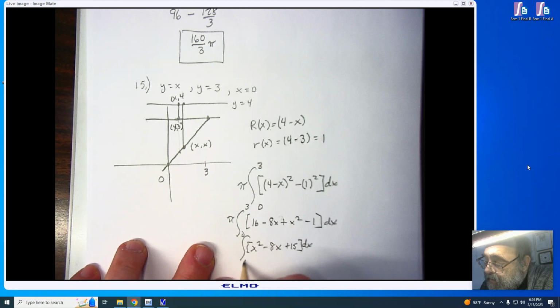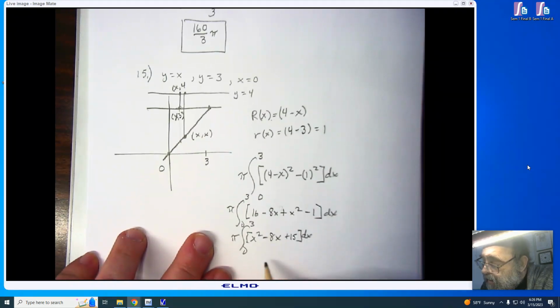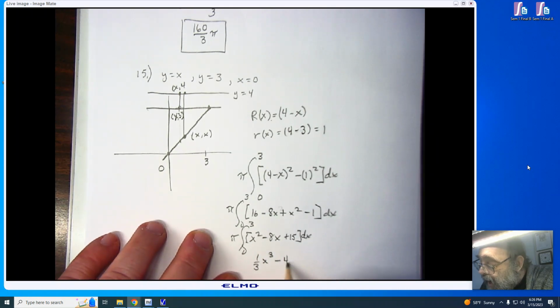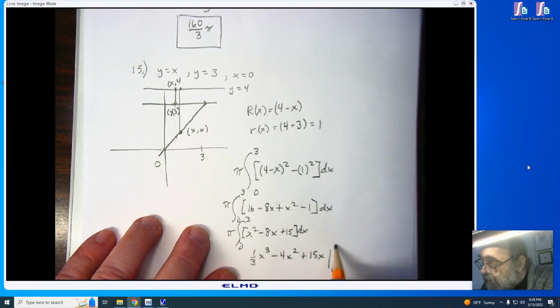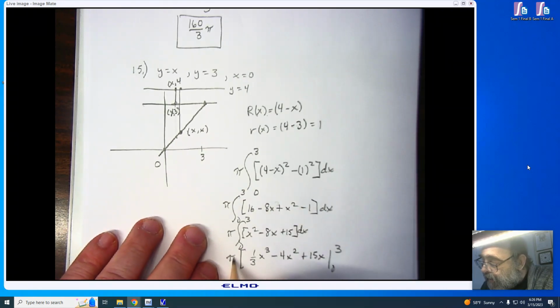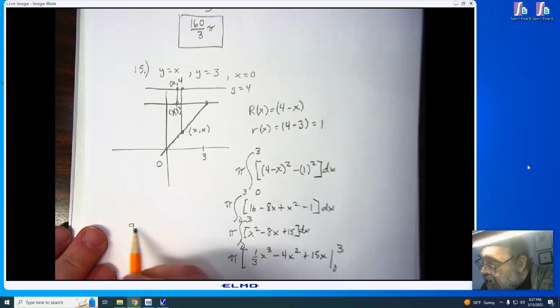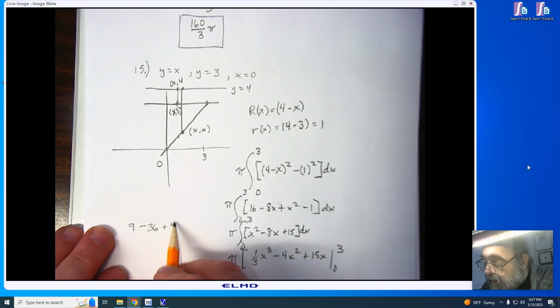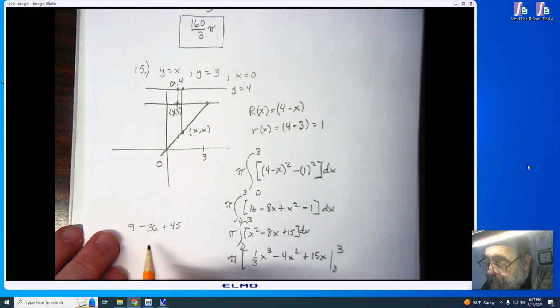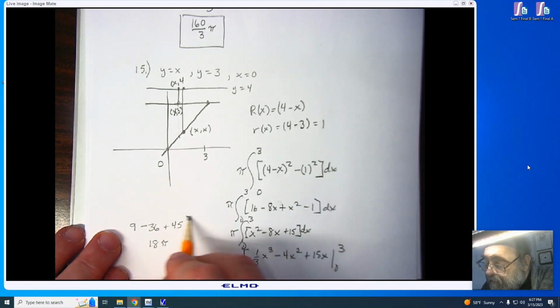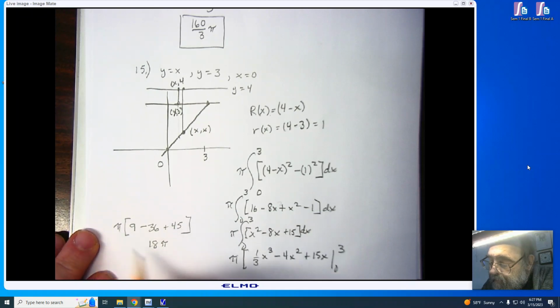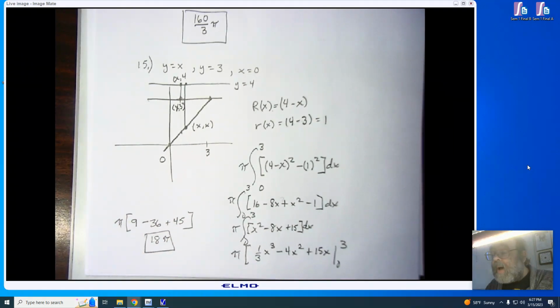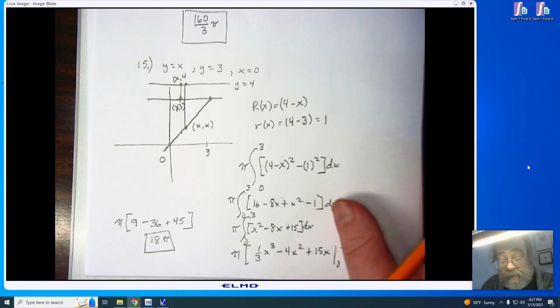dx integrated 0 to 3 times pi, 1/3 x cubed minus 4x squared plus 15x from 0 to 3. We only care about the 3, so I have 9 minus 36 plus 45, and that's going to give me 18 pi. So my answer is 18 pi, and that's 15.